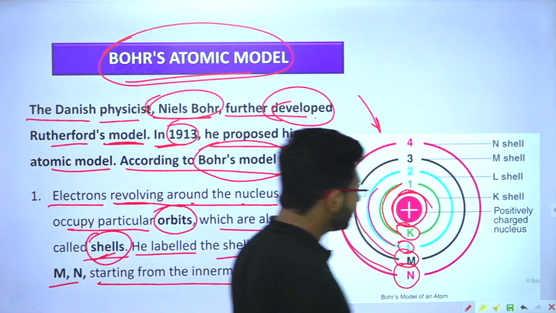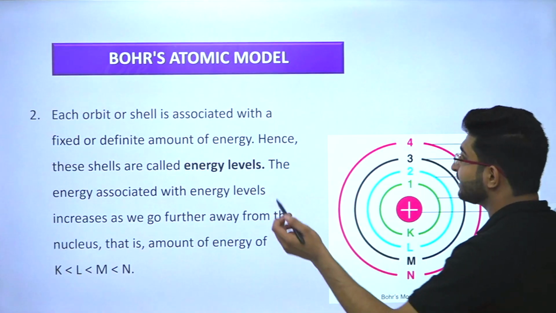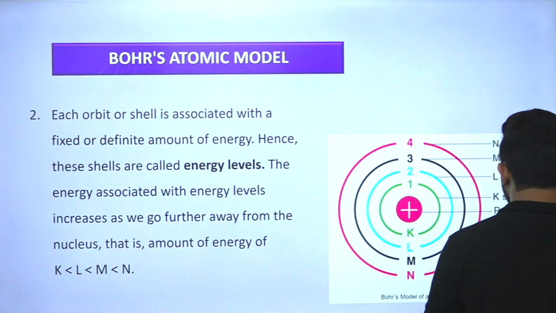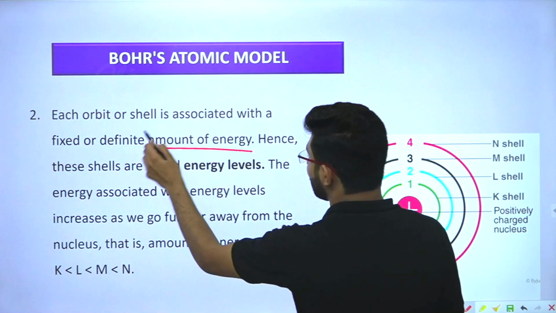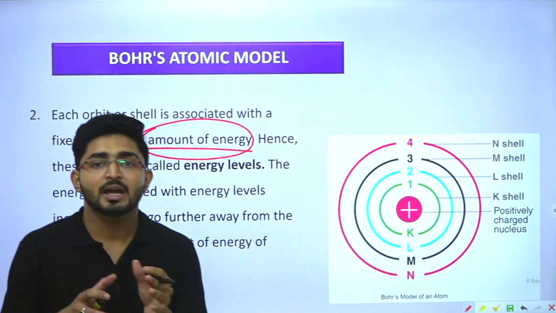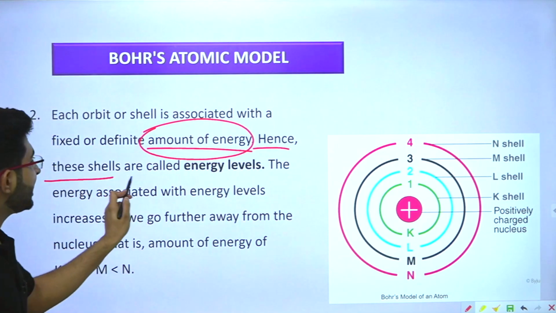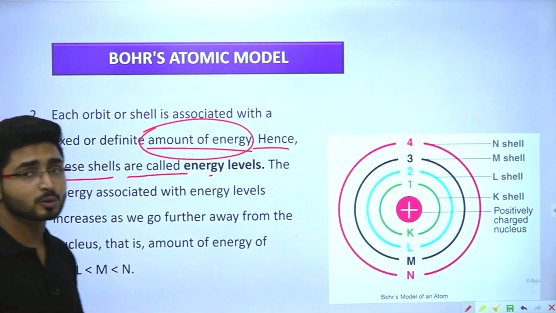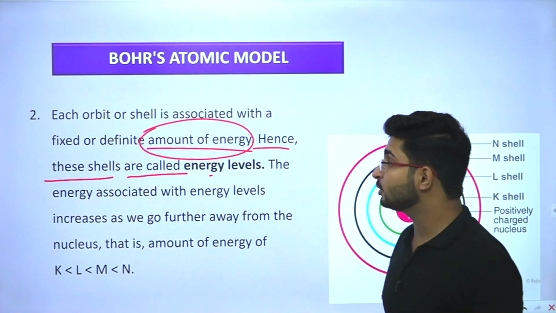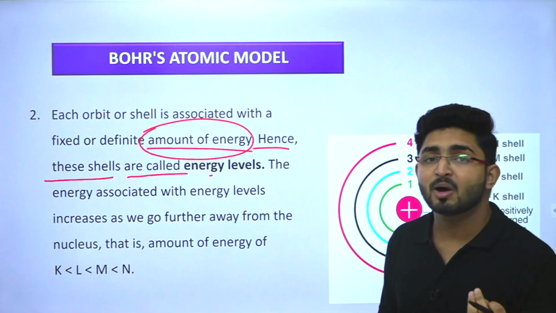Further moving, we are going to study the second point of his atomic model, that is each orbit or shell is associated with a fixed or definite amount of energy. He stated that each orbit and shell has a fixed amount of definite energy, and hence these shells are called energy levels. That's why he named all these shells as energy levels, because he concluded that each orbit or shell has a particular definite amount of energy.